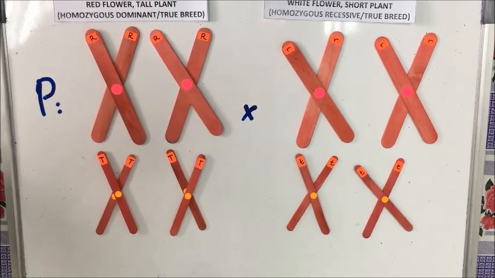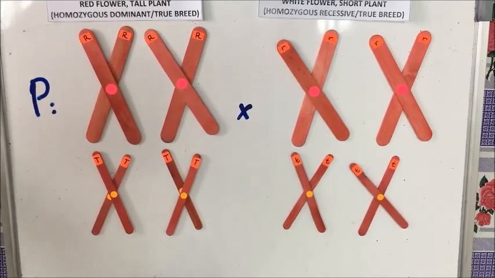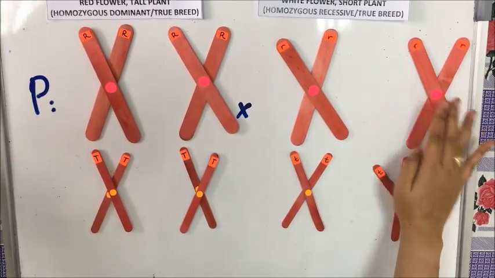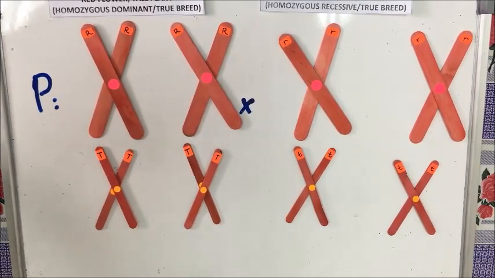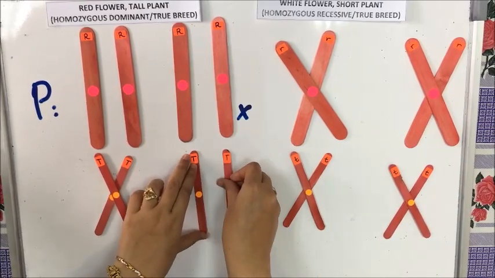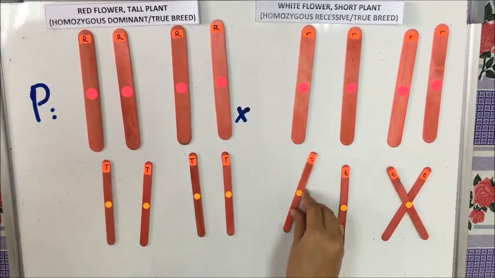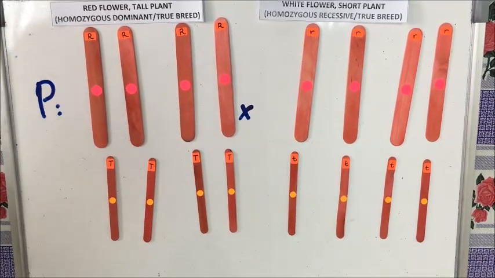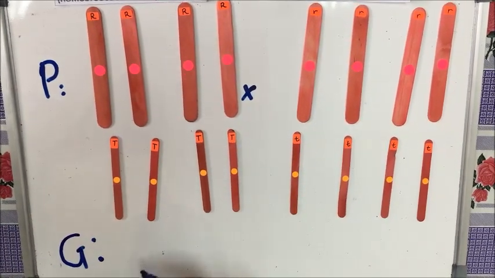This is the arrangement of homologous chromosomes as in metaphase 1. In anaphase 1, homologous chromosomes will separate. In anaphase 2, sister chromatids will separate. At the end of this process, each parent will produce one type of gamete.